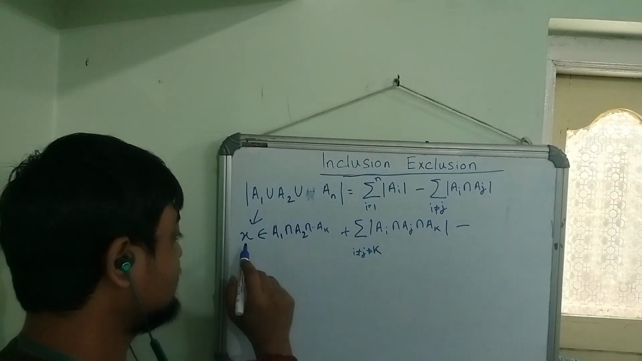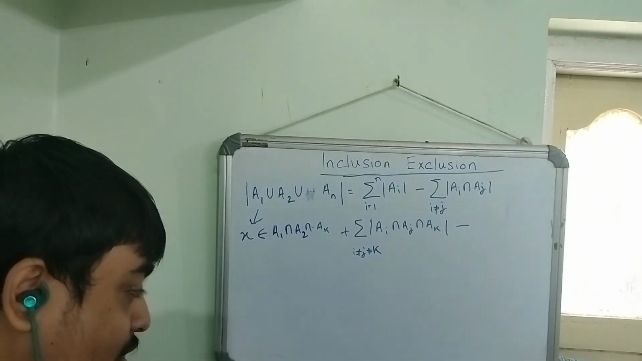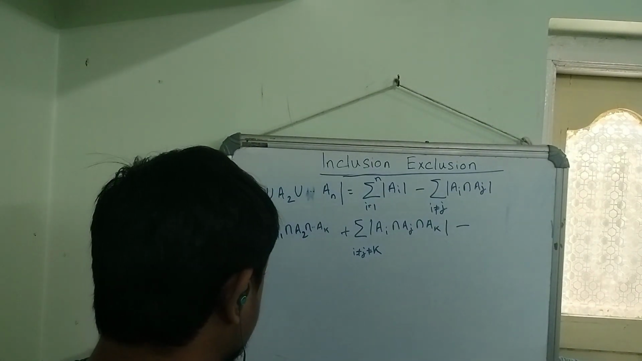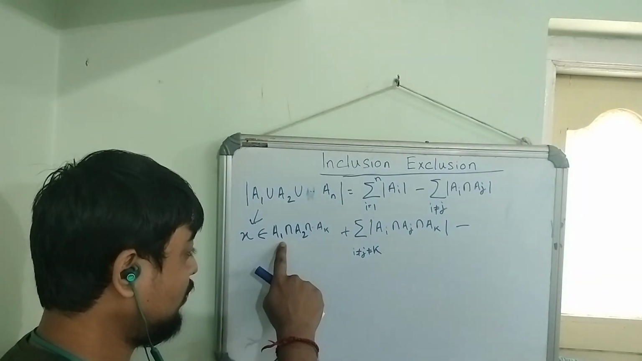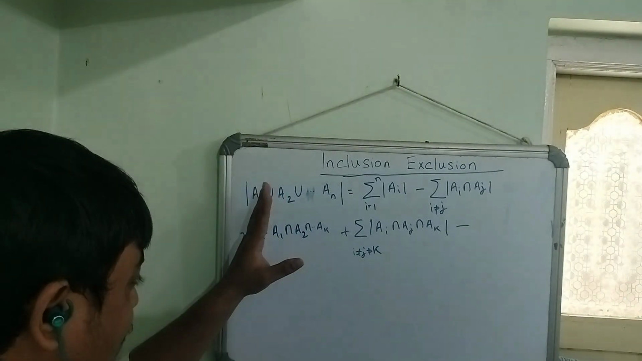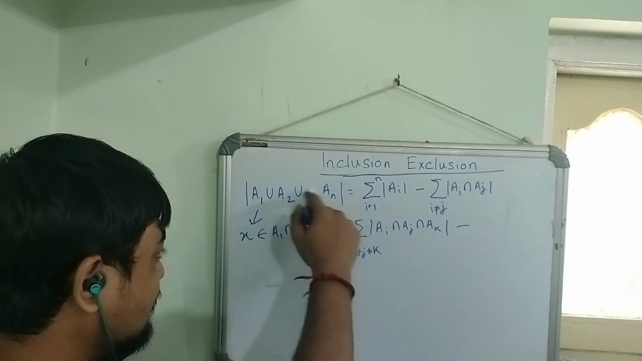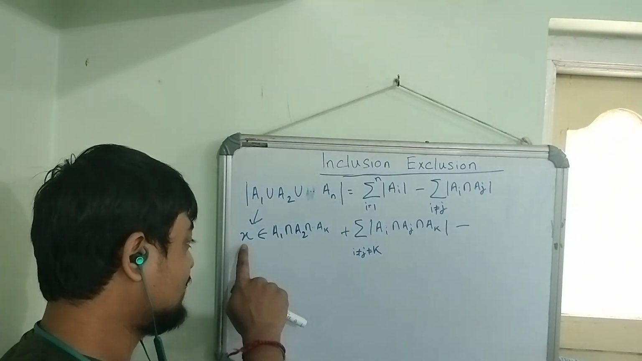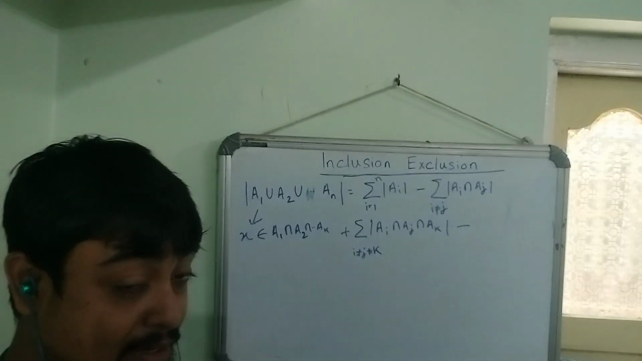Means x is only present in a1, a2, up to ak, and nowhere else, where k is less than or equal to n. Now the thing is, you don't have to take 1 to k in order. You can take any arbitrary k sets from 1 to n, like a1, a3, a7, whatever. But there must be only k sets. I took x belonging to only k of those n sets. It is not present in all.